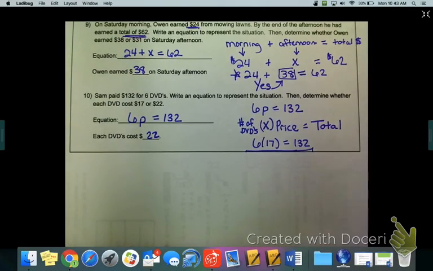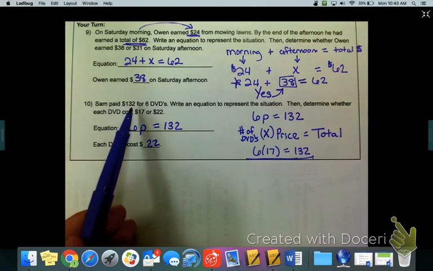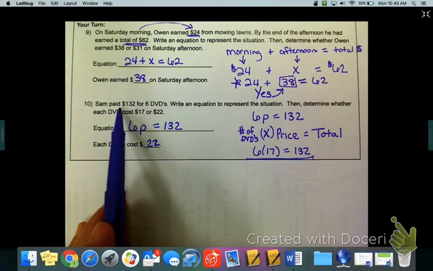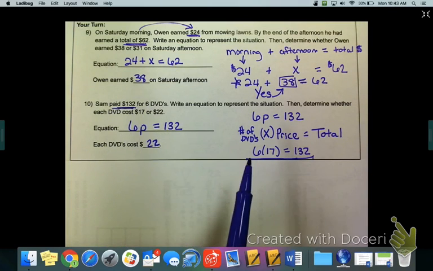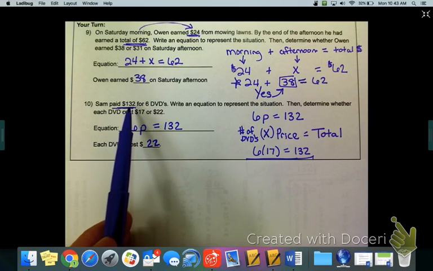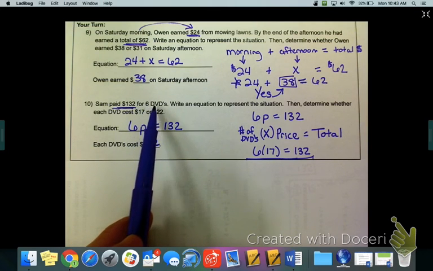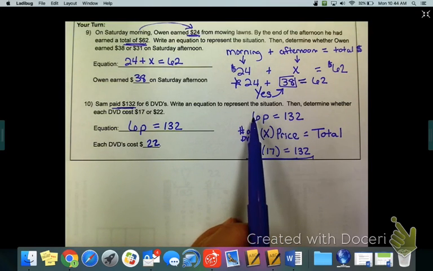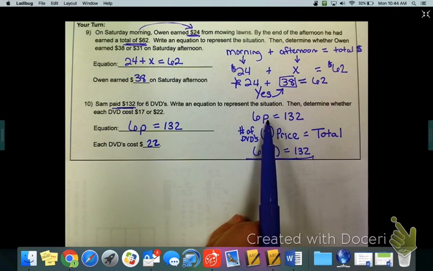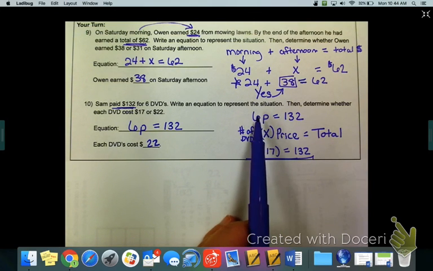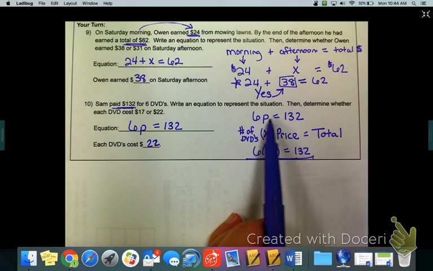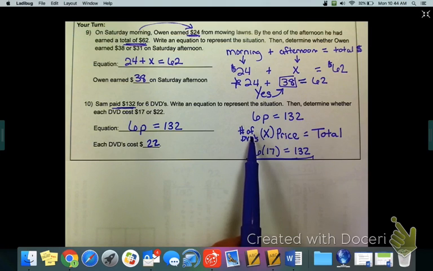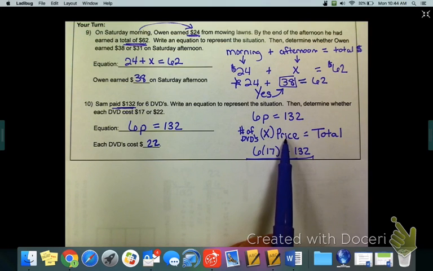On this one, it says that Sam paid $132 for 6 DVDs. Write an equation. Well, I know that he paid this much for a total of 6 DVDs. So I know that's the total amount that he paid. Here are the 6 DVDs, but the piece I don't know is what each DVD cost. So I said, if he buys 6 of them, we don't know the price, but I would multiply 6 times the price. And it should equal $132. So here's the number of DVDs times the price of them, which equals the total.